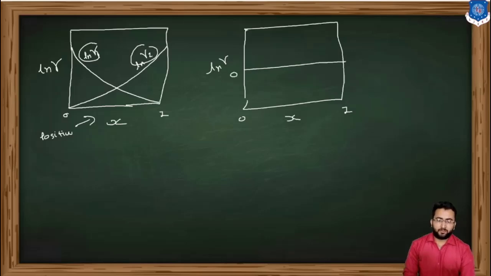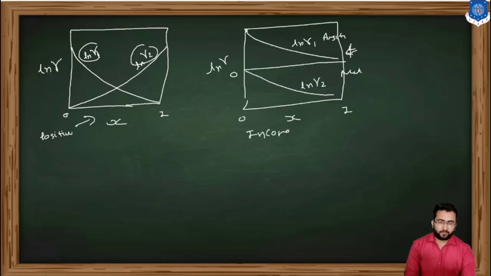Here we are going to see this is the value of ln gamma 1 and this is the value of ln gamma 2. Here the value of ln gamma 1 is positive, but the value of ln gamma 2 is negative. So here there is no same sign, whereas in the previous graph the values of ln gamma 1 and ln gamma 2 were both positive. So this type of data is known as inconsistent data, whereas that type of data is known as consistent data.